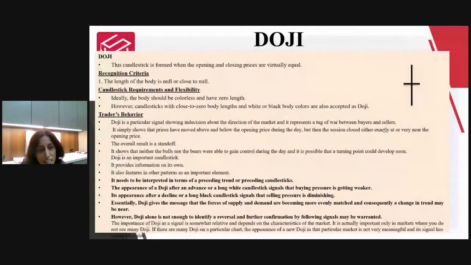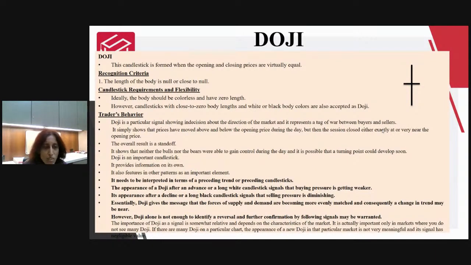And it shows neither the bulls nor the bears are able to gain control during the day, and it is possible that a turning point could develop soon. So it can indicate a kind of a risk, and thereby a doji happens to be an important candlestick. So it provides information on its own. So the moment you see a doji, it gives you a lot of information, and it also features in other patterns as an important element.